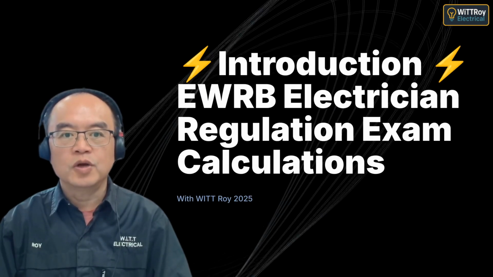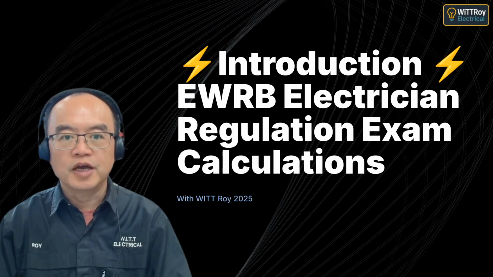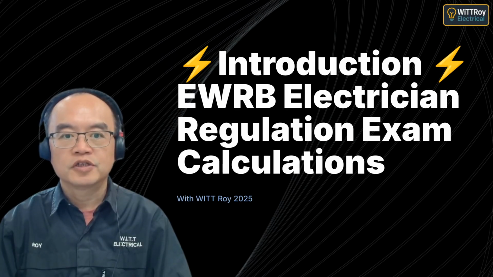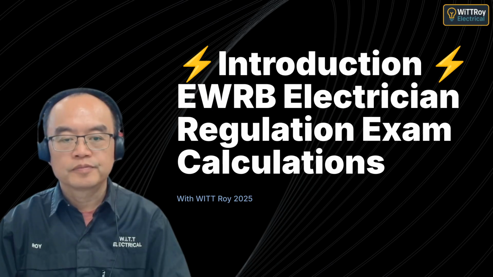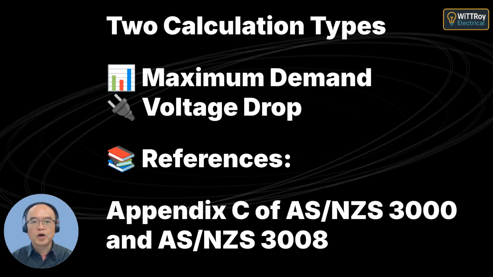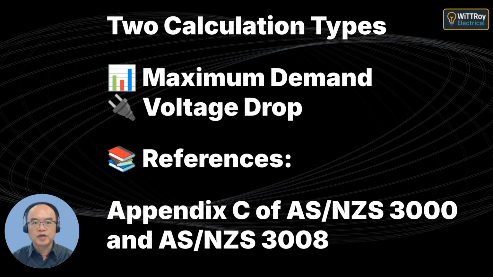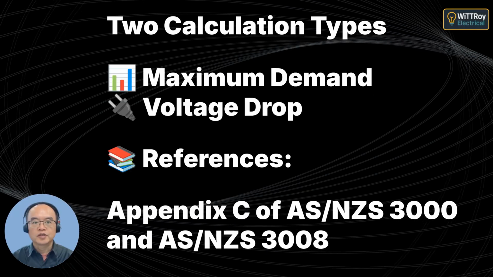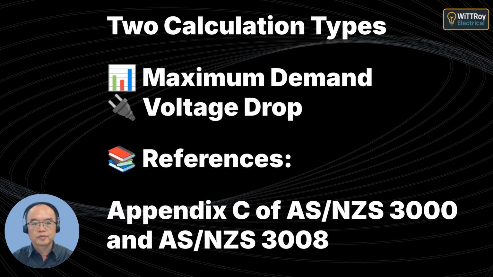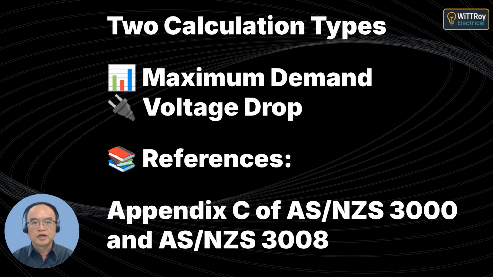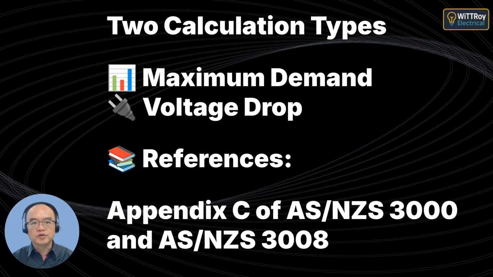In this lesson, we'll explore the calculation topics that may appear in the EWRB Electrician Regulation exam. In the EWRB Electrician Regulation exam, there are two main types of calculation questions you need to know: maximum demand and voltage drop. These questions are based on the reference material in Appendix C of AS/NZS 3000 and AS/NZS 3008. We'll begin with the first type, maximum demand.